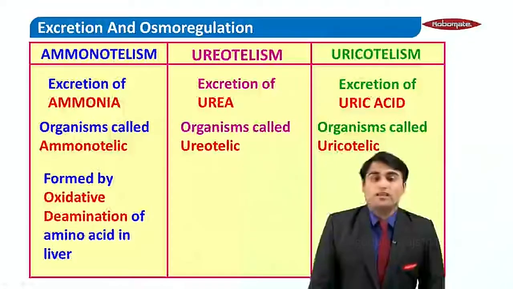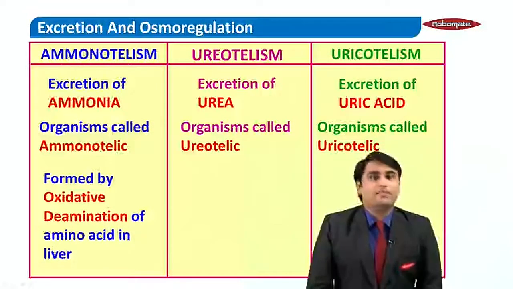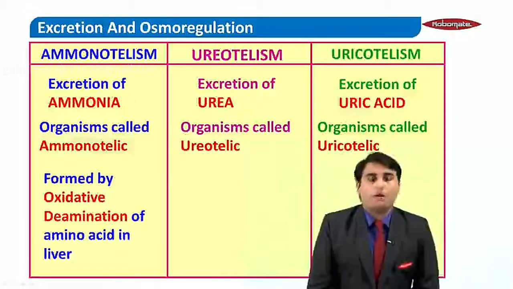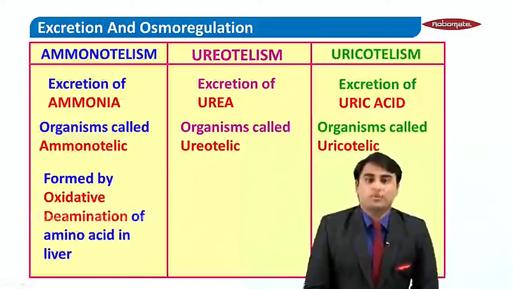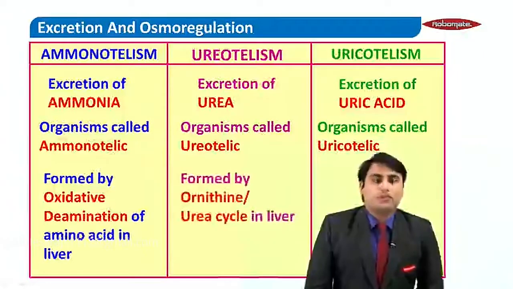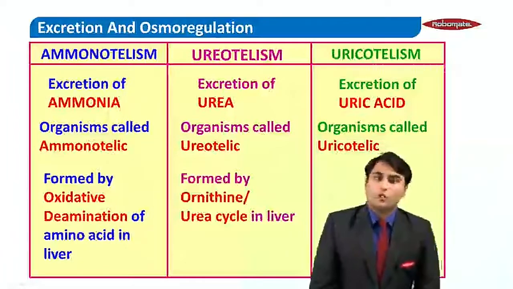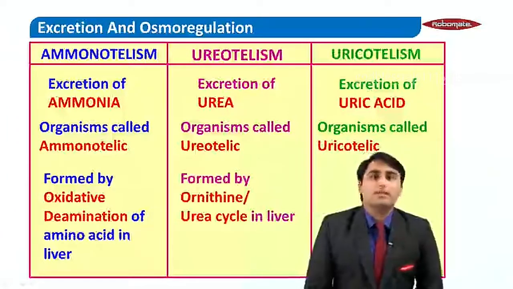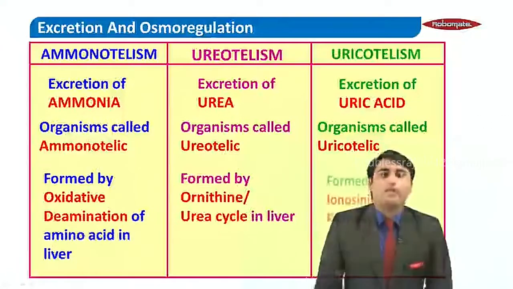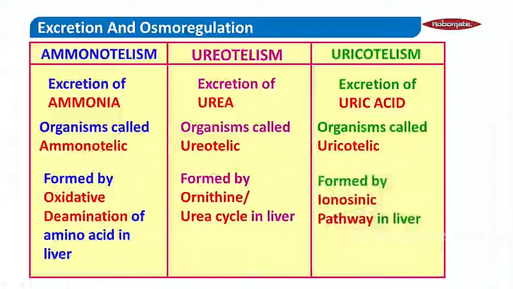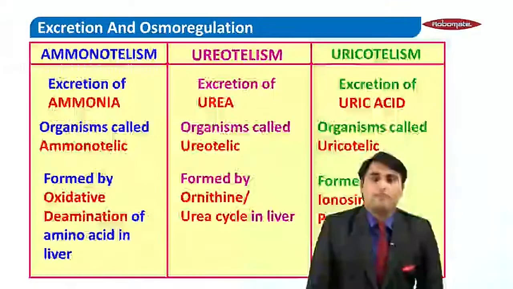Now, ammonia is formed by oxidative deamination of amino acids and it occurs in the liver. So this is how ammonia is formed in your liver. Urea is formed by the ornithine cycle or urea cycle, which also occurs in the same organ, that is the liver. And uric acid is formed by the inosinic pathway, which also occurs in the liver. So this was the formation of the excretory waste.